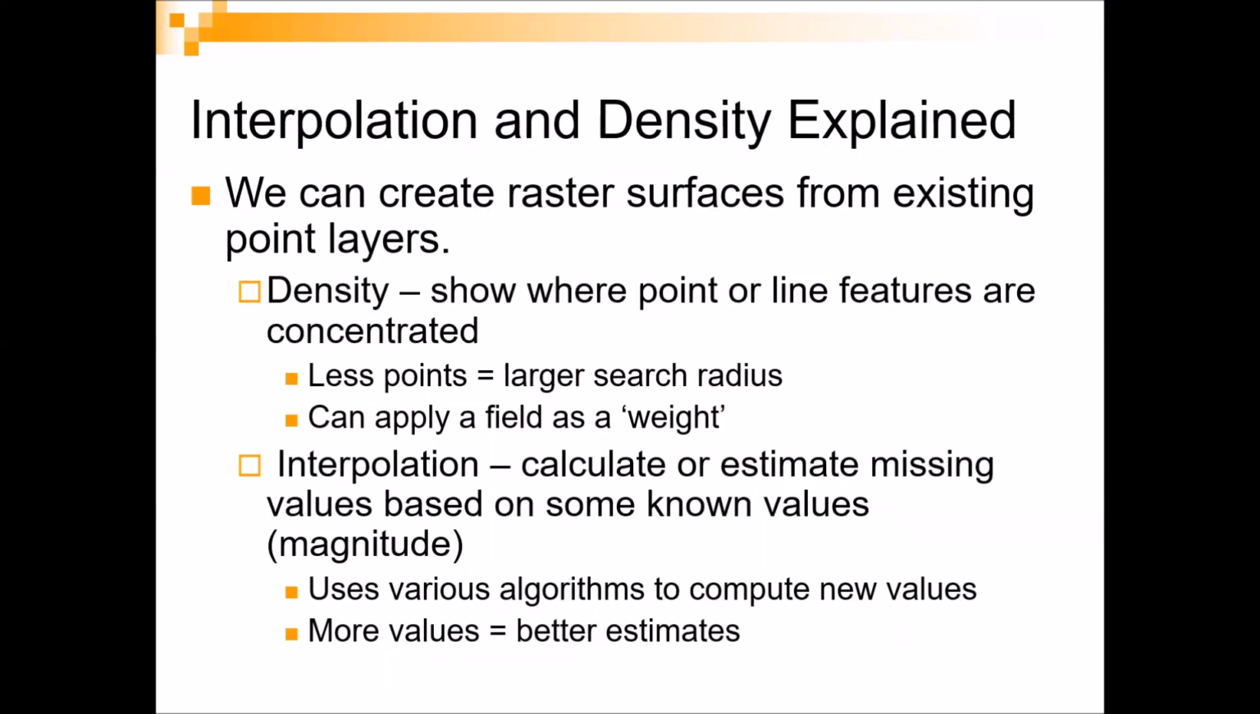When we talk about interpolation and density, we're both going to be generating surfaces. But with density, we show where points or line features are concentrated, because like Ariel said before, I just see a bunch of points, and there are more points in the middle than the rest. And that's what it should say. With fewer points, we have a larger search radius. So we can create a search radius. Now in math class, what's a radius?